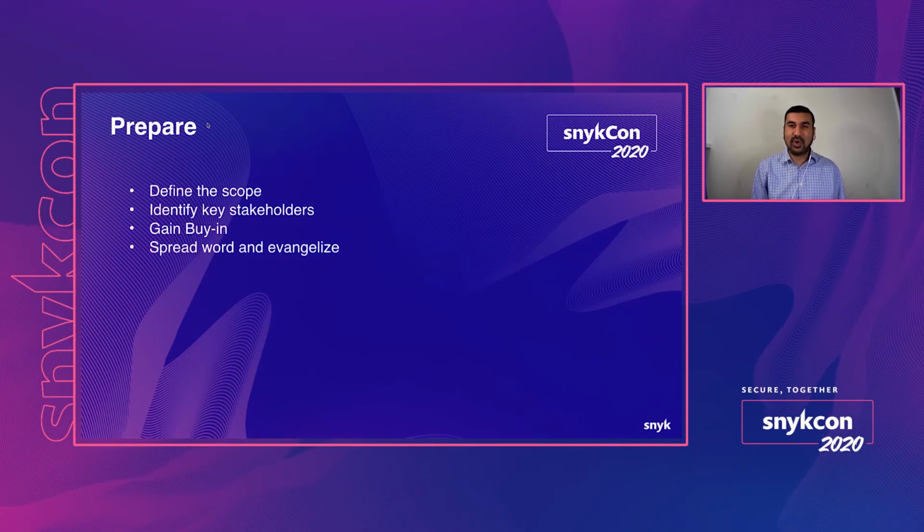It consists of the following 4 activities: defining the scope, which includes identifying if you would like to roll out OWASP SAMM across the whole organization, across a particular business unit, or at an individual application or project level. Once you define the scope, you need to identify key stakeholders and get their buy-in and input. Once you get stakeholder buy-in, you should start spreading the word and evangelize the SAMM activities.